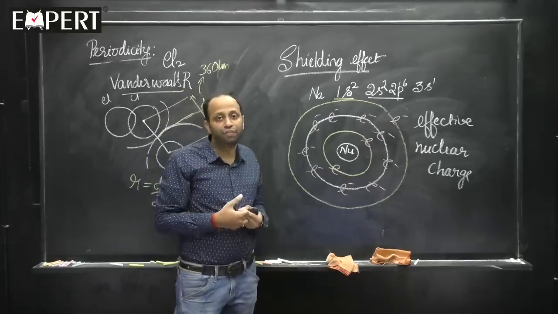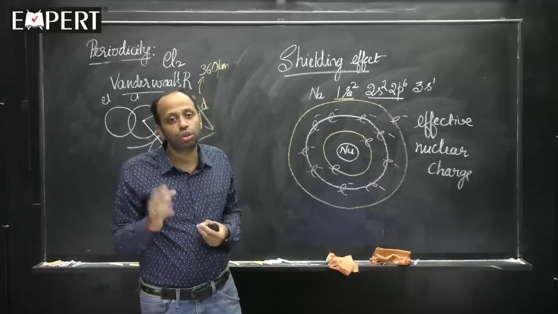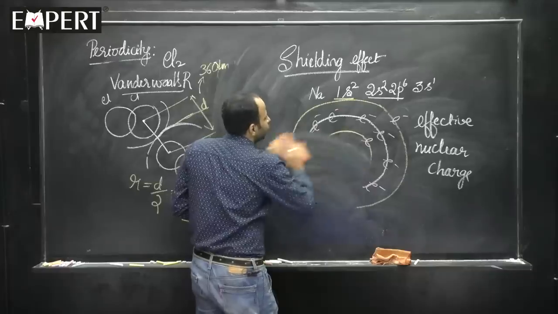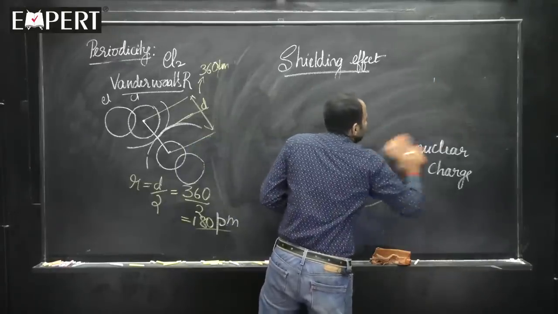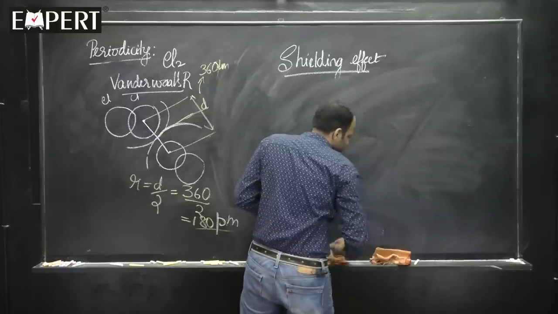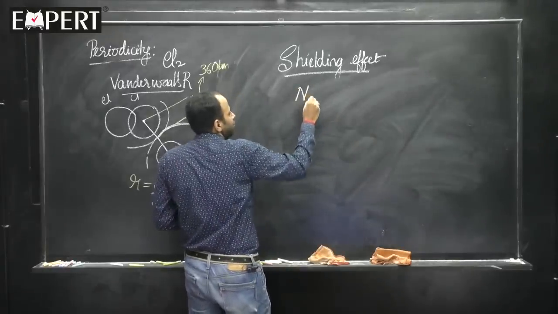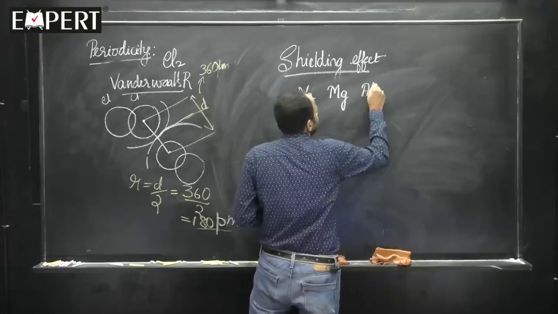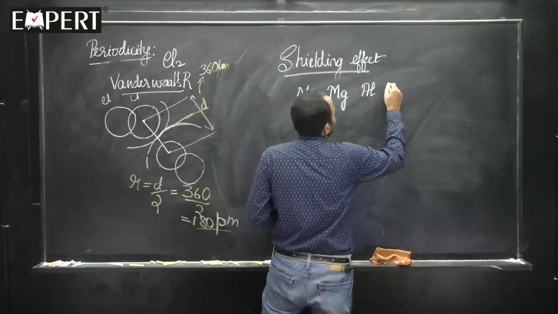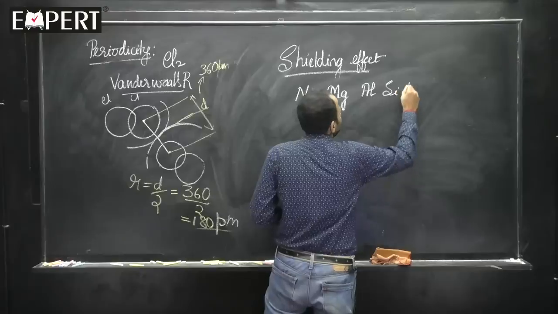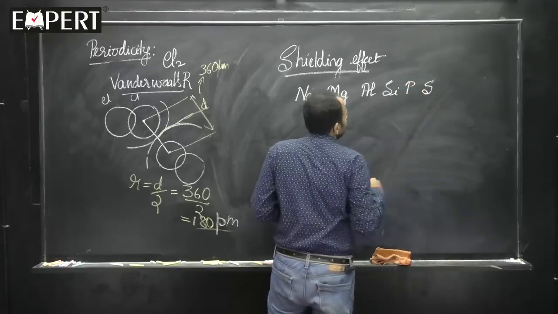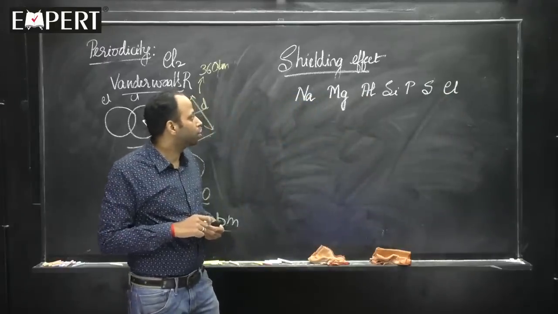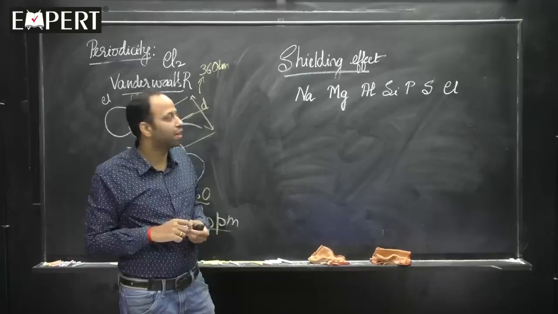What will happen to the shielding effect as you go across the period and down the group? That is what we have to understand now. So, if I go across the period: sodium, magnesium, aluminium, after aluminium you have silicon, then phosphorus, sulfur, and then chlorine. Noble gases, let us not worry about that now.